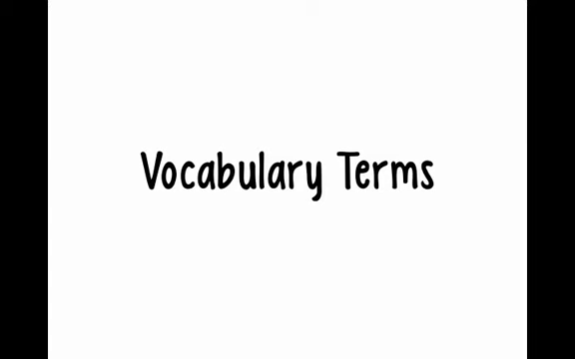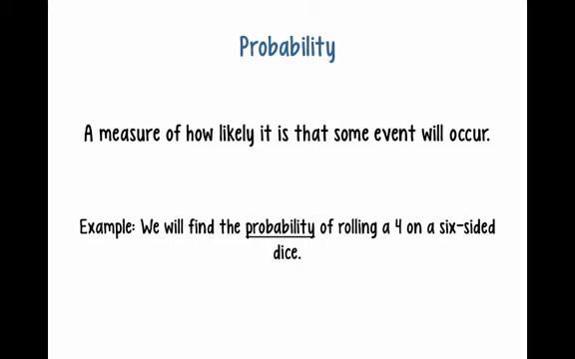You may have a little bit of background on the word probability. Probability is a measure of how likely it is that something will occur. So it could be how probable it is that it will rain this afternoon, or how probable it is that I draw a green marble when I have 5 marbles of different colors in a bag. Okay? An example of this would be we will find the probability of rolling a 4 on a 6-sided dice. What you need to write down is just the definition, so just the words, a measure of how likely it is that some event will occur. You do not have to write the example, but you may if it will help you.